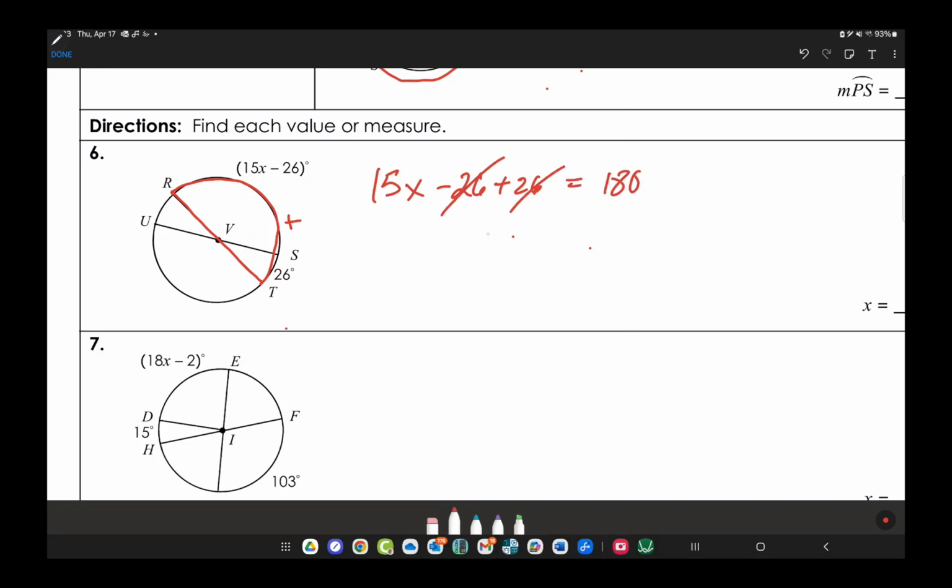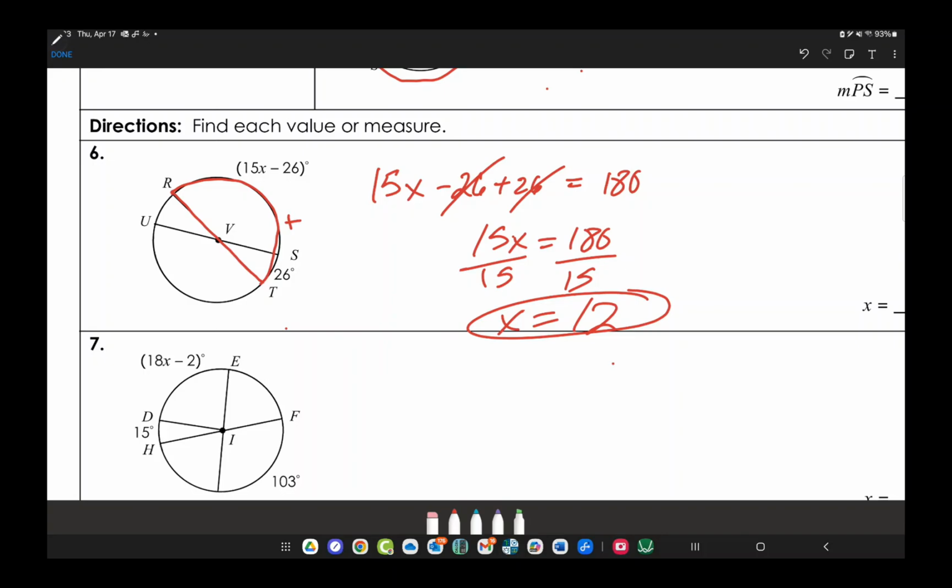So that means 15x equals 180, divided by 15, x equals 12. That was kind of an easy one to start with.